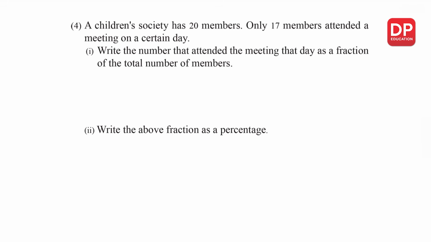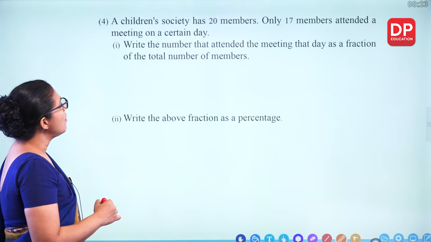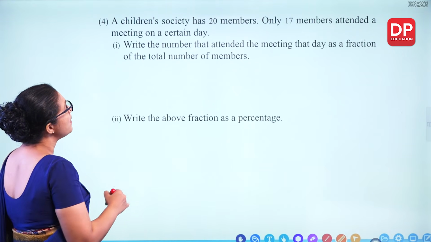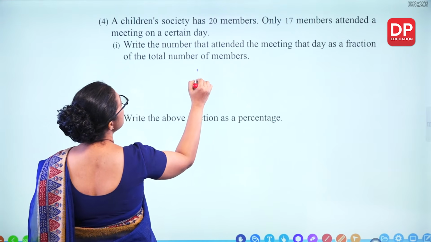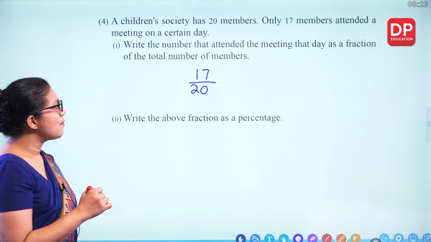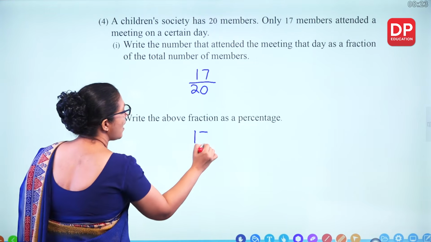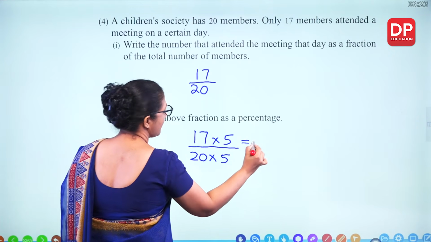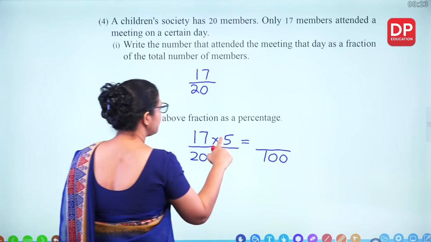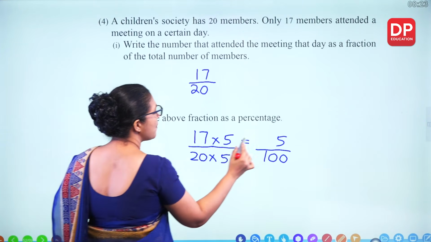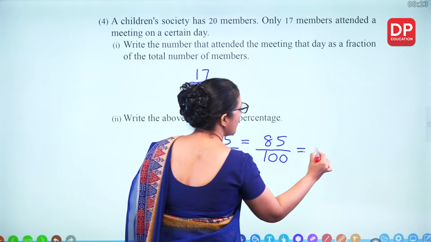A children's society has 20 members. Only 17 members attended a meeting on a certain day. Write the number that attended the meeting that day as a fraction of the total number of members. That means 17 attended out of 20. So that's a fraction. Write the above fraction as a percentage. So I can convert the denominator to 100. Multiply by 5. 100 in the denominator. 5 times 7, 35. And 3 remaining. 5 times 1, 5 plus 3, 8. You get 85%.